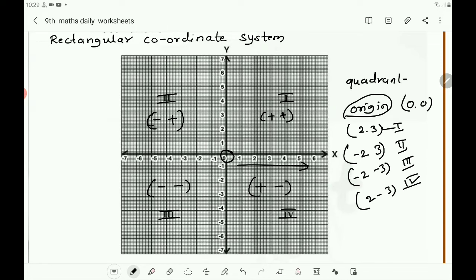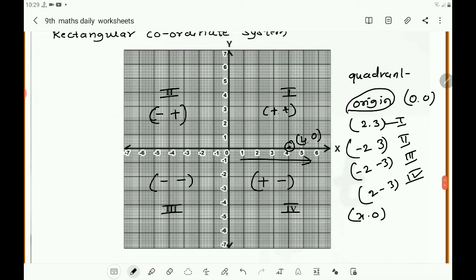Now, if a point is on the x-axis, consider here is a point. And what are its coordinates? X value is 4 and y is 0. So, the point on the x-axis is in the form of (x, 0). Here y value is 0, so it is in the form of (x, 0). It is a point on the x-axis.